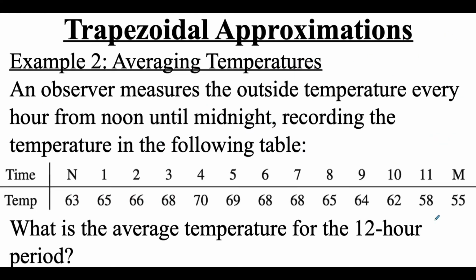Now, in this example, we're going to be looking at averaging some temperatures. So an observer measures the outside temperature every hour from noon until midnight, and they record the temperature data in the following table. So we can see all of the times here, and we can see the temperature readings. We want to figure out the average temperature for this 12-hour period.